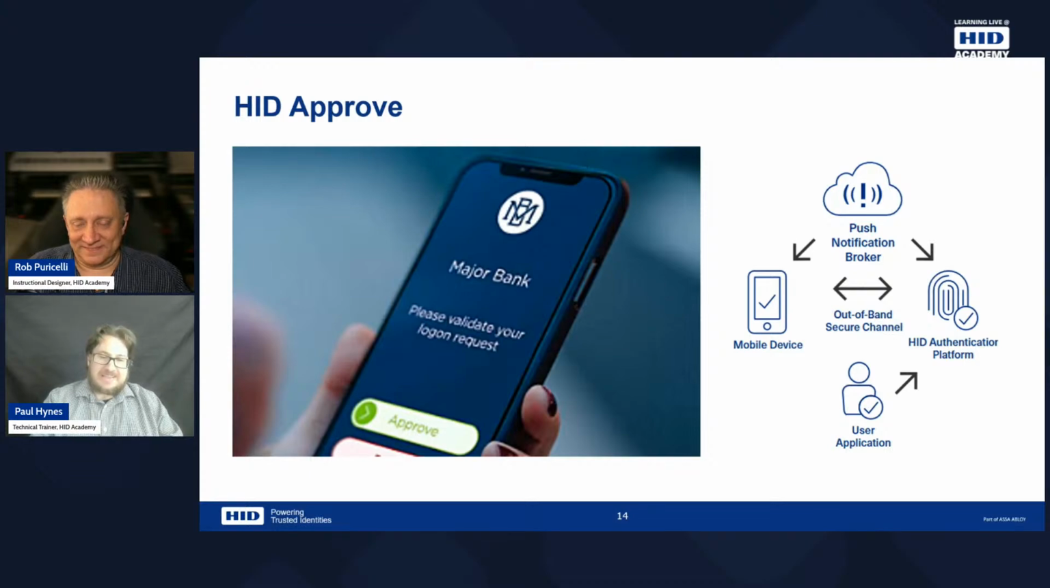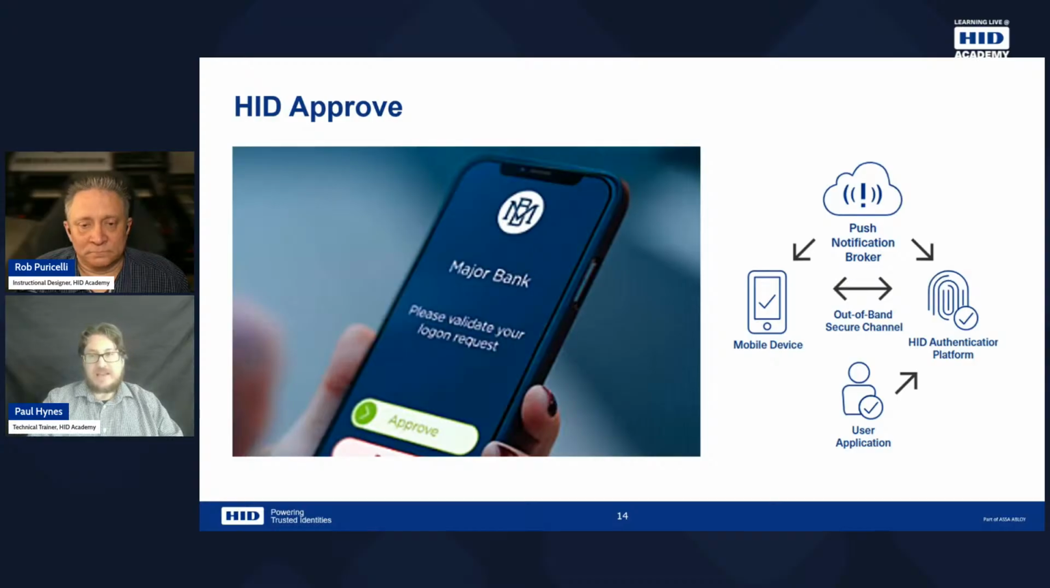So you have an authentication platform that you're trying to log into, right? Maybe I'm trying to log into a cloud server somewhere. When I try to log in, I put in my username and password, whatever it happens to be, and the authentication platform sends a message out to what's called a push notification broker. That sends a message over to my phone. On my phone, I get a notification that a login request has been made, and I can either approve or deny it. I will obviously have to have logged into my phone first.